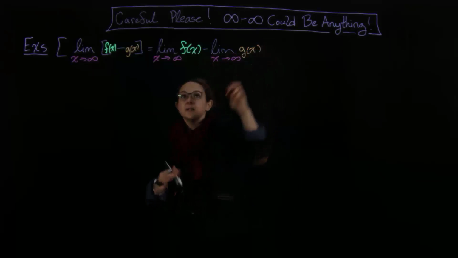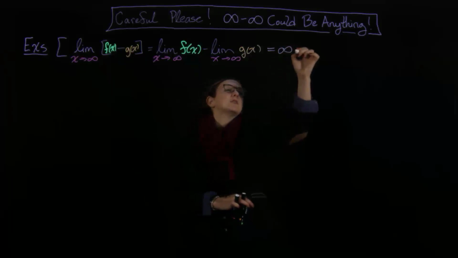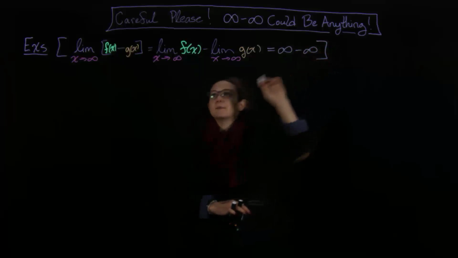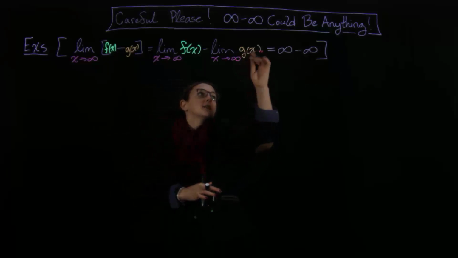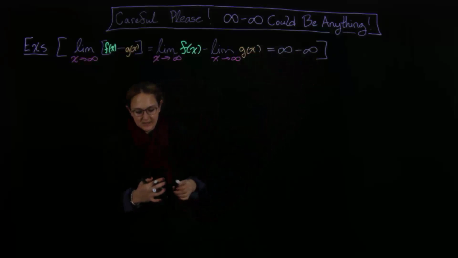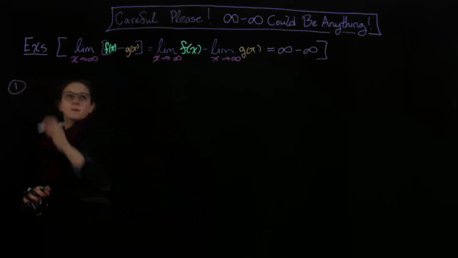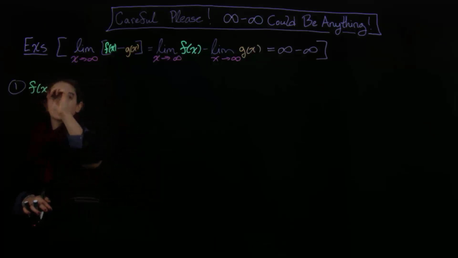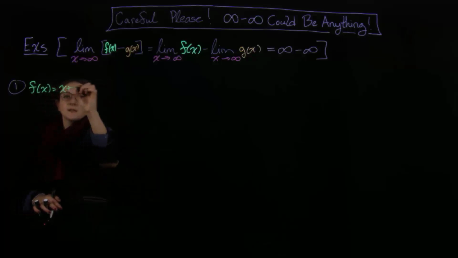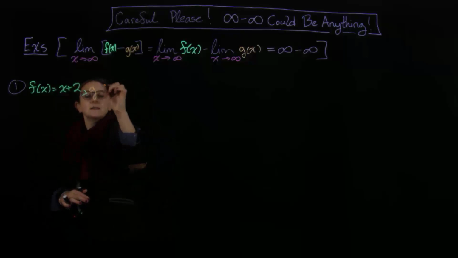Each of these limits would be infinity, so this would be one of these circumstances where one might write something like this, but this could actually end up being anything. So let's look at these examples. For the first example, I want to take f of x equals x plus 2, and g of x equals x.